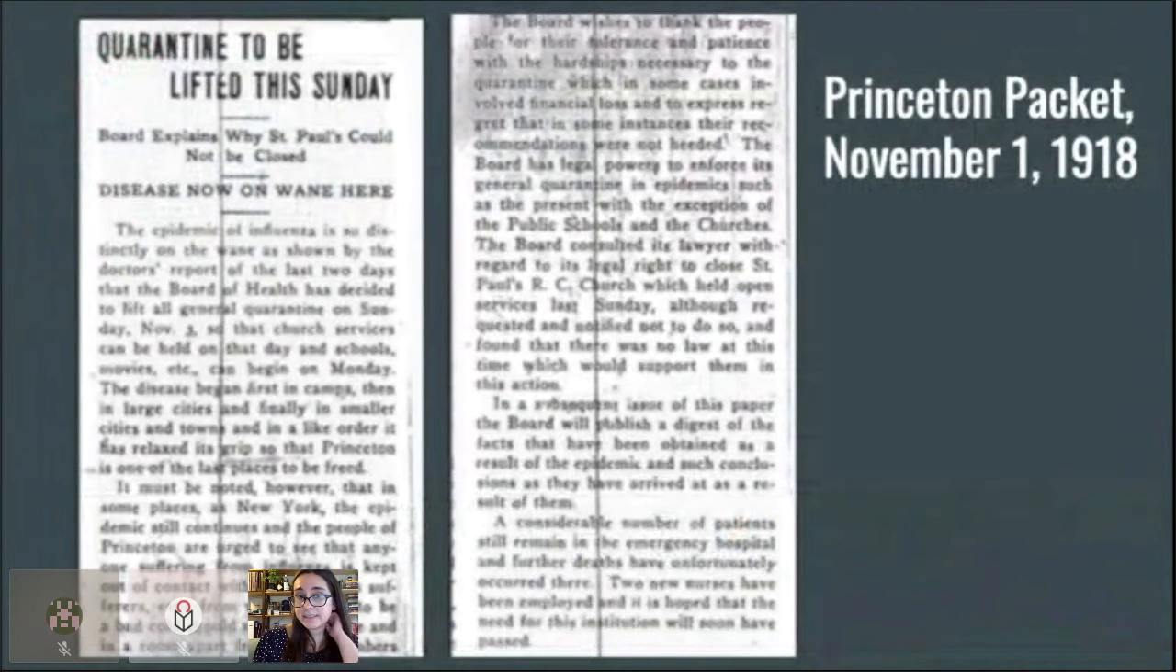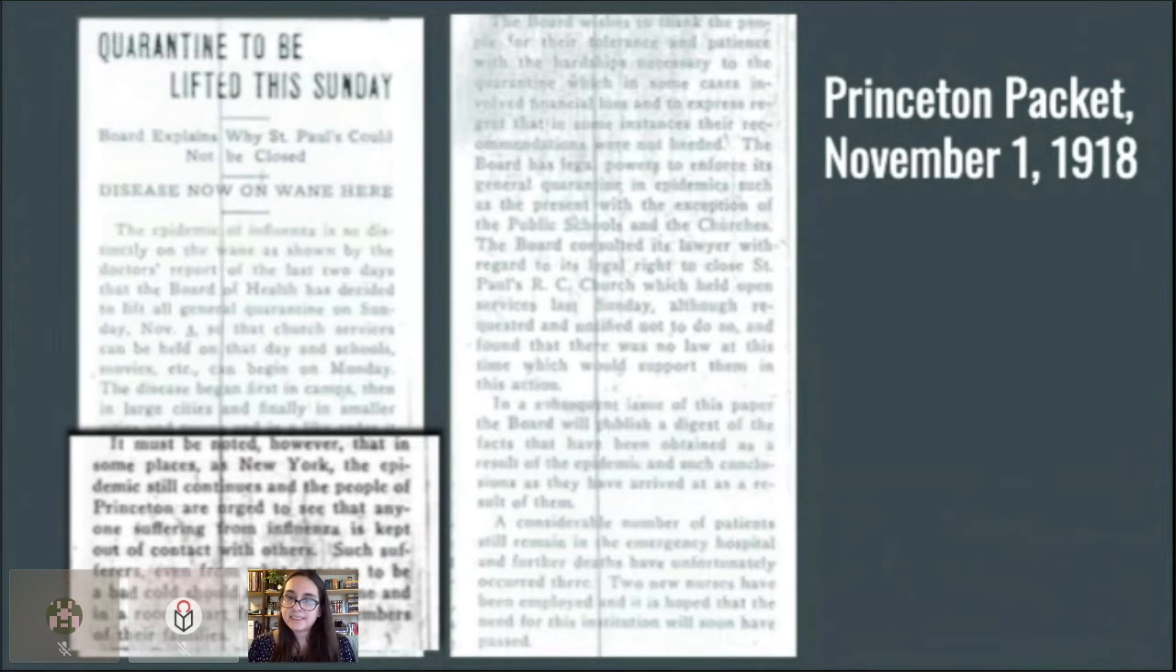So then cases in Princeton began to wane by late October, and the general quarantine was then lifted on Sunday, November 3rd. One fun fact is that all the churches closed except for St. Paul's, which is explained here in this article as well. The article also goes on to mention that it must be noted, however, that in some places, as New York, the epidemic still continues, and the people of Princeton are urged to see that anyone suffering from influenza is kept out of contact with others.